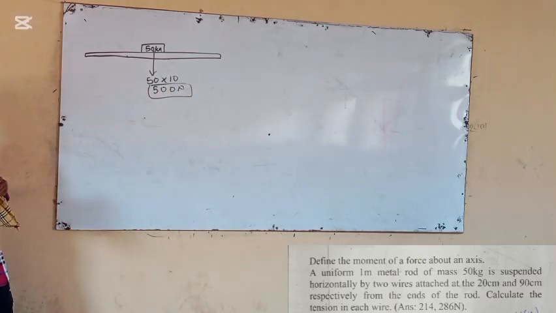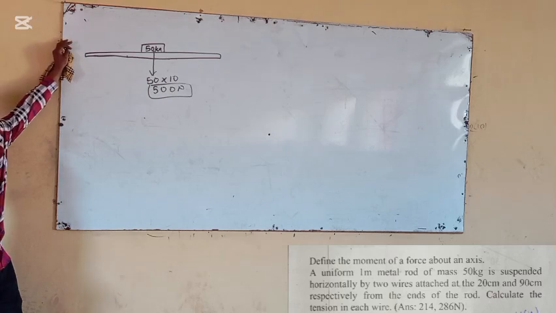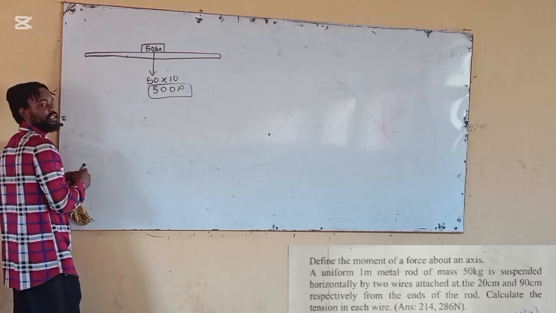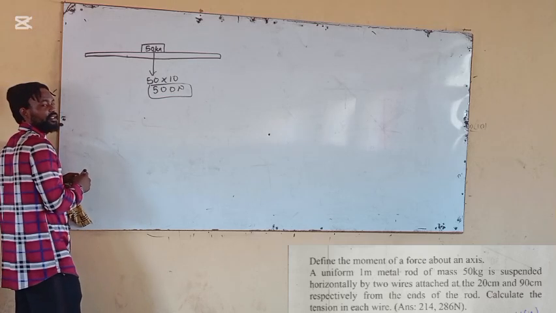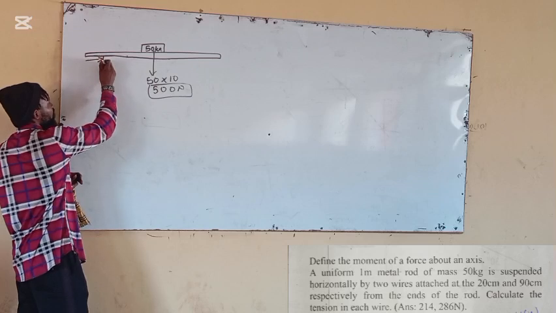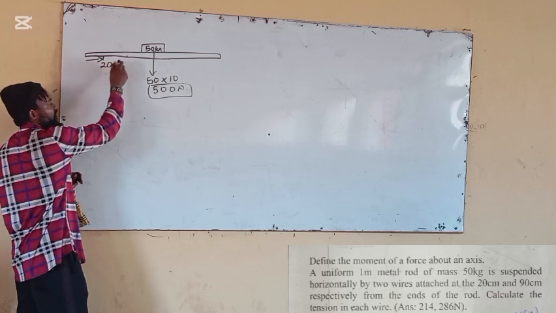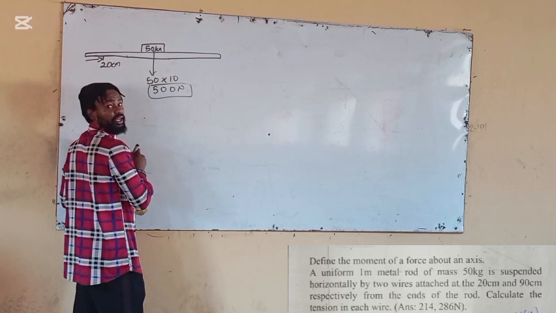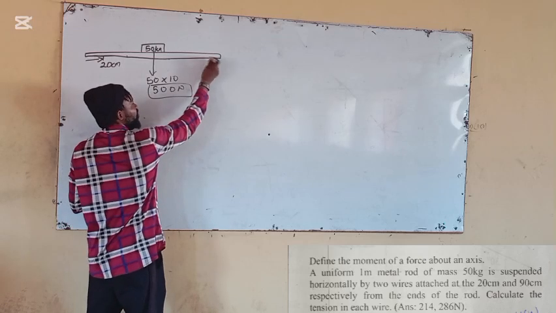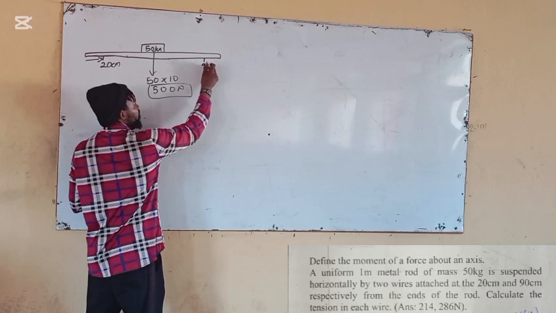Okay, once again: a uniform rod is suspended horizontally by two wires, attached at 20 cm and 90 cm respectively from the ends of the rod. Let's say this is 20 cm, and then 90 cm.